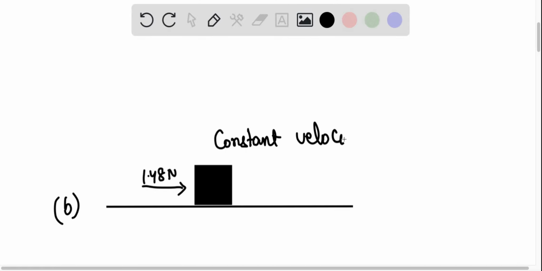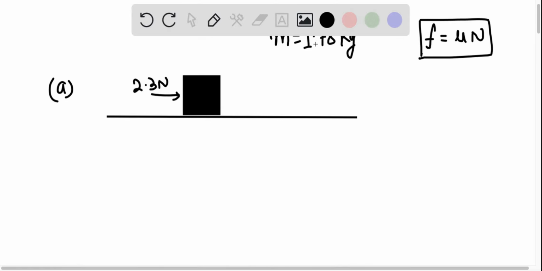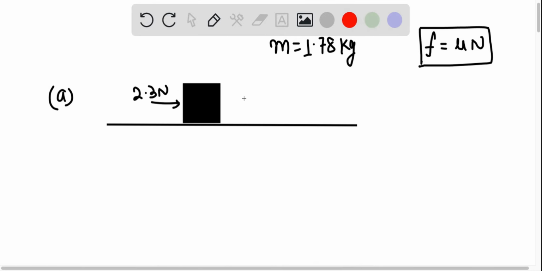So in the first case, we observe that the force which is applied is of magnitude 2.3 newtons, and this is just sufficient enough to overcome the static friction, which will be mu times the normal force. And here mu will be the coefficient.